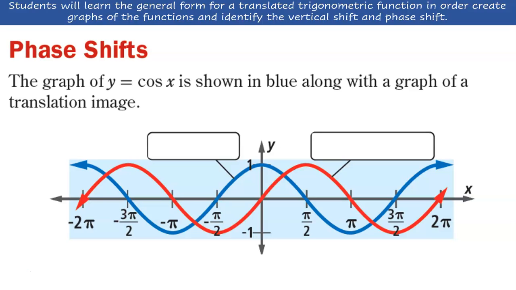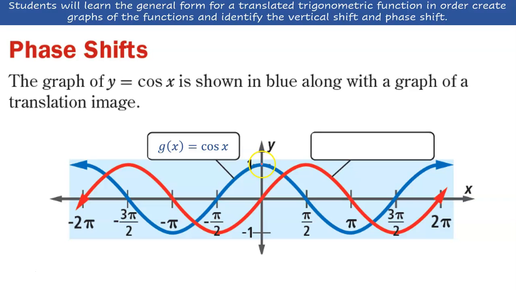Now we already kind of talked about this, because if you look at this graph, it says phase shifts, and it says the graph of the cosine x is shown in blue along with the graph of a translation image. The cosine is the one in blue. If you look at the one in red, you might be tempted to say, hey, that's the sine curve. And you would be right. It is the sine curve. But we want to write it as though it were a translation image. In other words, we want to take the cosine and just slide it. So how far do we slide the cosine so that it becomes the sine?